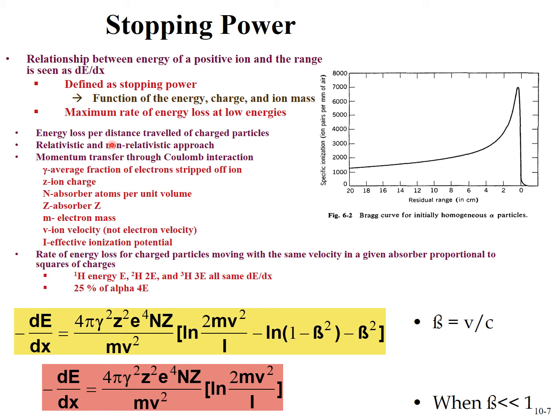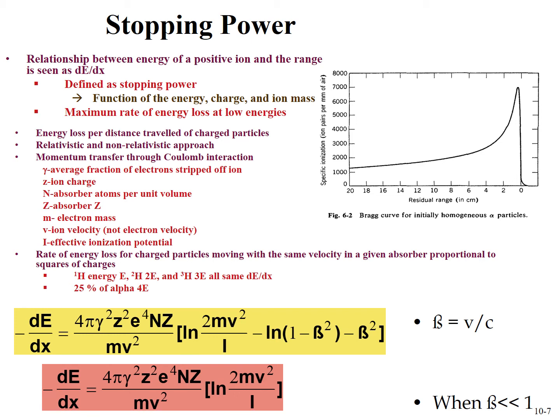We can evaluate energy loss per distance traveled of the charged particles through a given material. And there are relativistic and non-relativistic approaches. For us, we have some equations here which talk about the change in energy with distance. We see we have two of them, where our relativistic velocity is just our velocity divided by the speed of light, and when the relativistic velocity is much less than 1, it can collapse down to this equation, so it's non-relativistic.